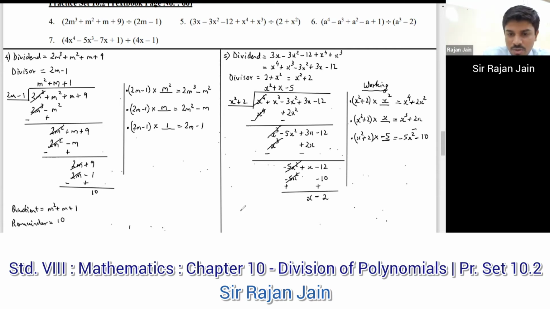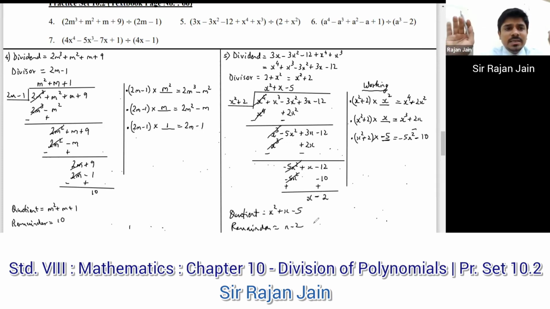Okay, so now very obvious, you need to write your quotient. Quotient is x square plus x minus 5, which is copied from here, and your remainder is going to be x minus 2, which is this particular part. Okay, I hope things are clear up till now. This was your question number 5. Now I am erasing the entire screen, and we will go ahead with question number 6 and question number 7.